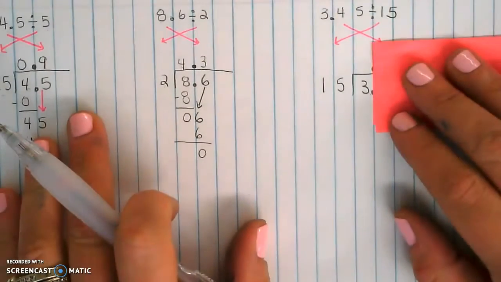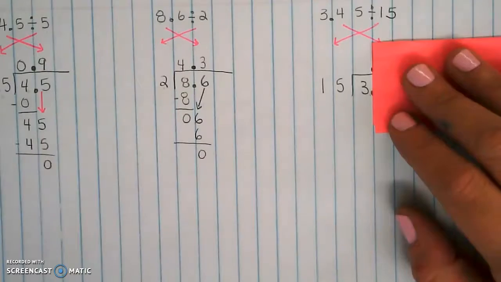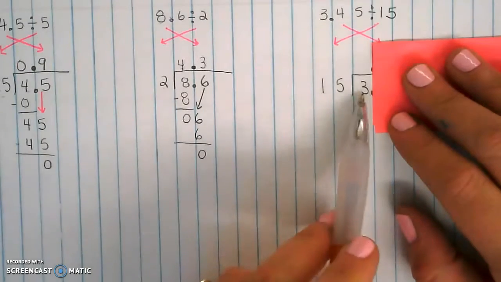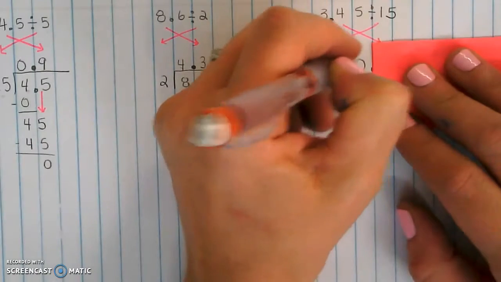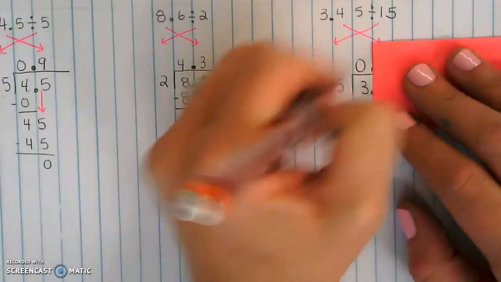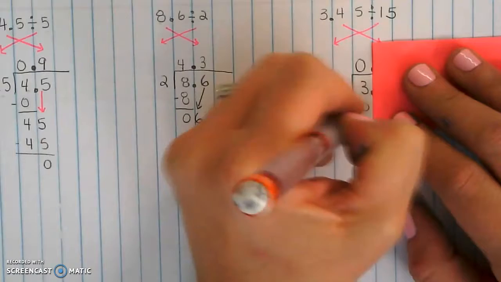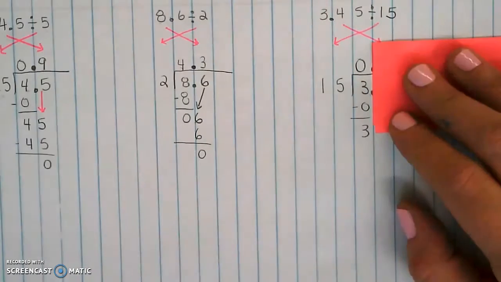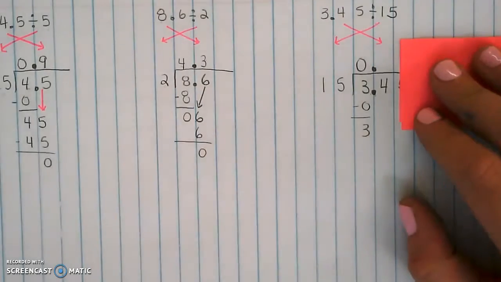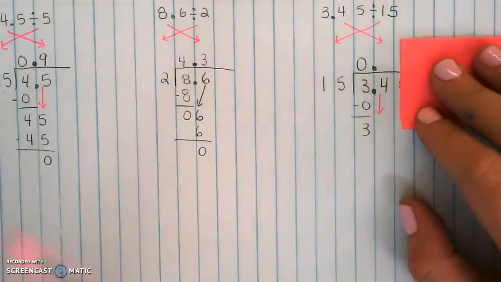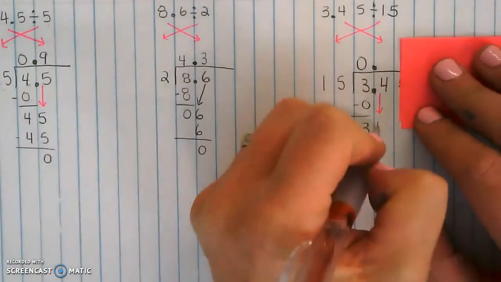So now that I'm all set up, I'm going to look at this problem digit by digit. The question is, how many times can I take 15 away from 3? Well, I can't. 0 times. 0 times 15 is 0, and 3 minus 0 is 3. So now we're going to drag down that next digit. So I'm going to bring down that 4.